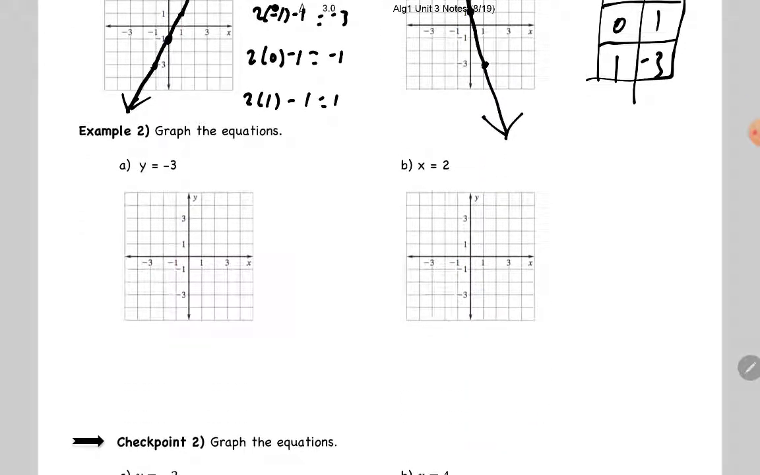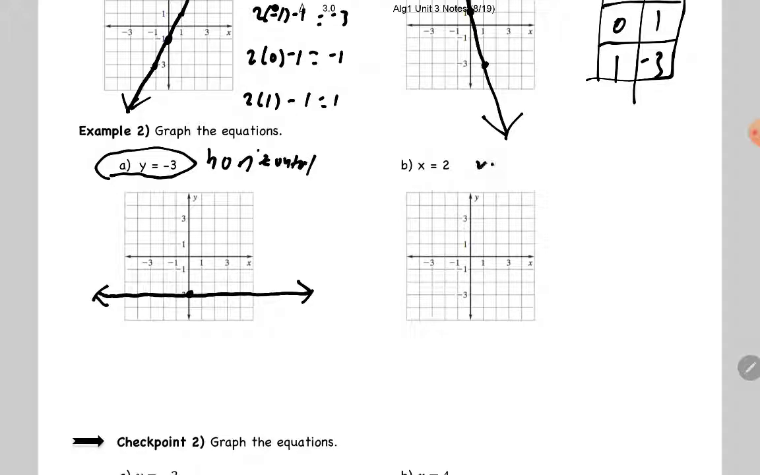So graph the equations. Remember, when we have y equals something, that is a horizontal line. So we go down to -3. If you want to make a dot, that's fine, but just remember it's the whole line here. Boom. x equals 2, that's a vertical line. So this is a horizontal, and this is a vertical line. So x equals 2: I go on the x-axis, go over to 2, make a dot, and then draw a vertical line.